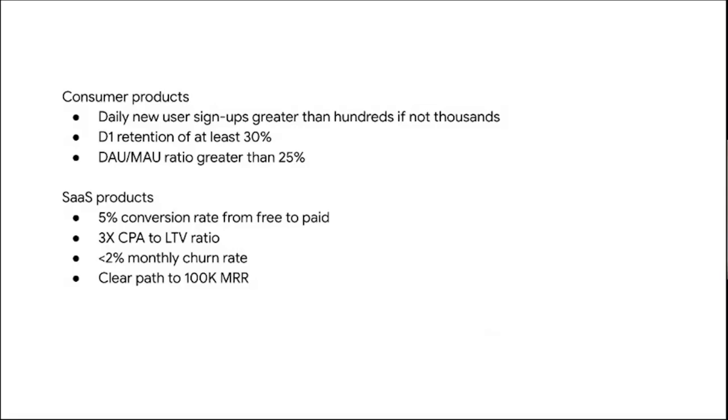For SaaS products, you would look at these engagement metrics and also some additional monetization metrics, such as 5% conversion rate when your user goes from free to paid, the 3 times CPA to LTV ratio, monthly churn should be less than 2%, and there should be a clear path to 100,000 of monthly recurring revenue. I hope that helps.